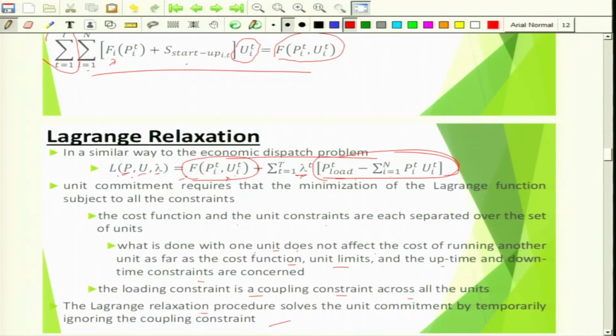there is an objective function f of pi of ui of t, and there is a Lagrangian multiplier multiplied by this, right? At one time you consider lambda a variable and you fix p and u. Then at another time you fix p and u and consider lambda variable. First consider p and u fixed and lambda variable, and then lambda constant and p and u variable.